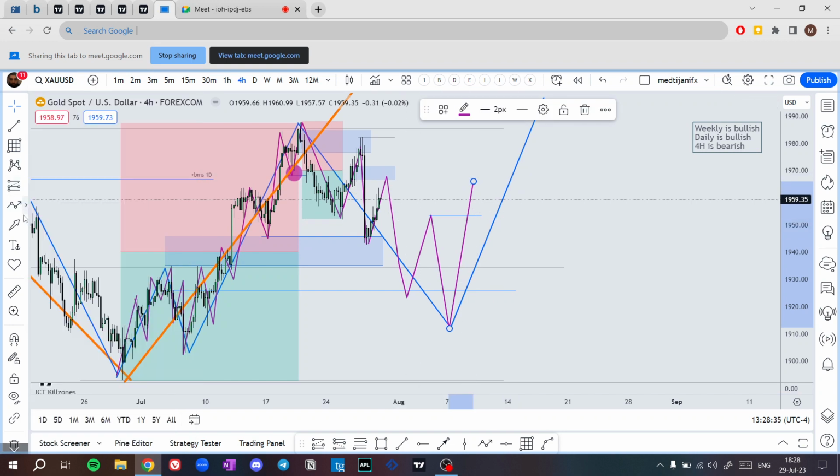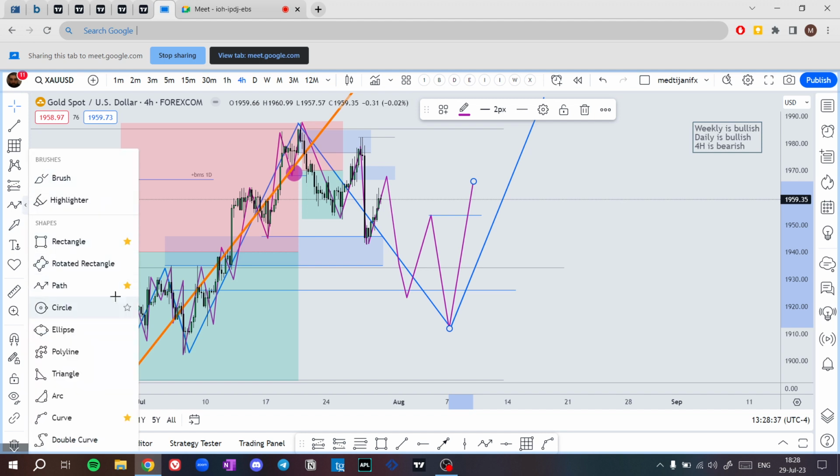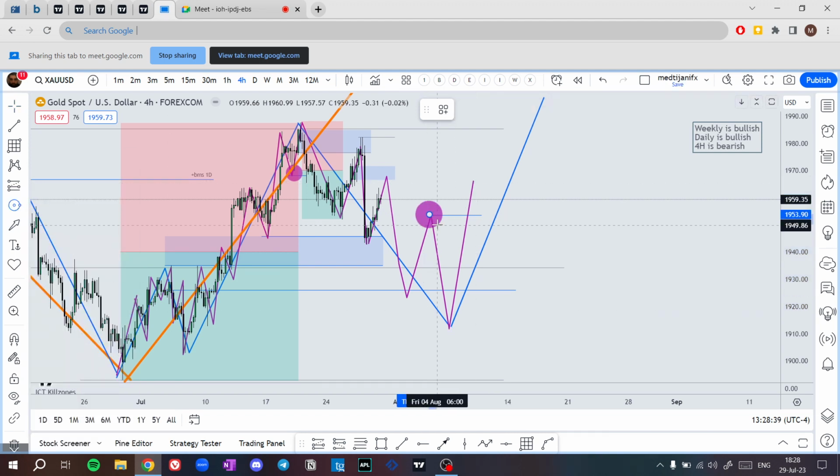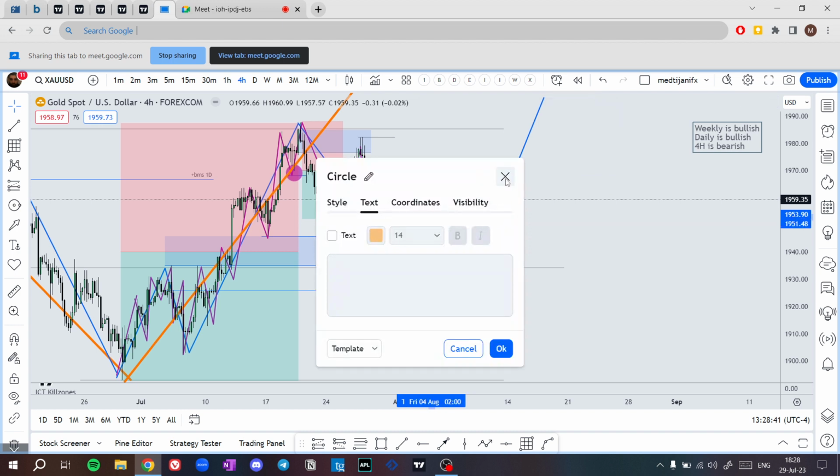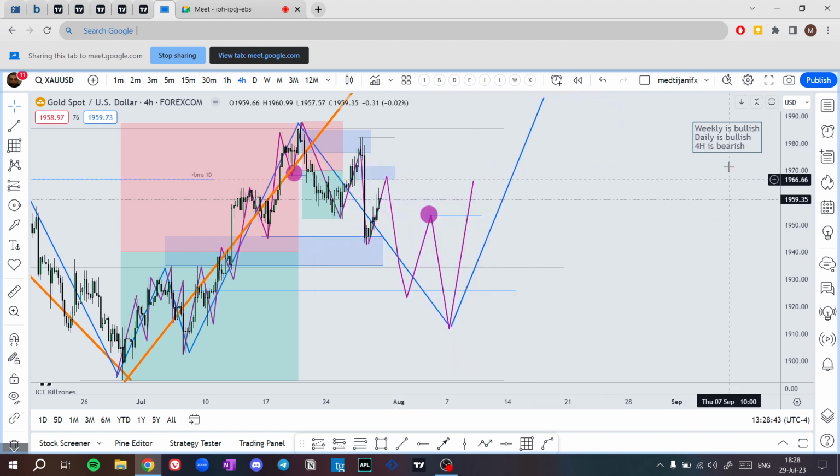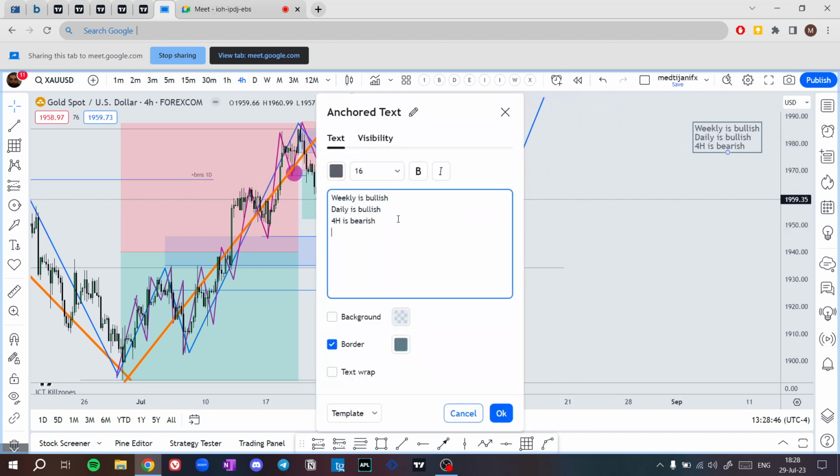Now price is, we could say the 4-hour is bullish.